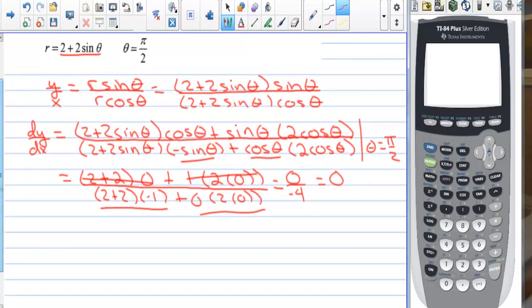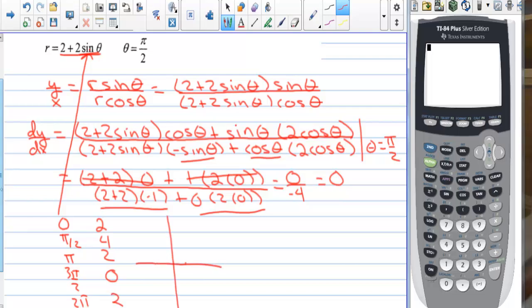Well, let's see if that's true. We have 0, pi over 2, pi, and then 3 pi over 2, and 2 pi. And then if we plug those values into the original equation, sine of 0 is 0, so we get 2. Sine of pi over 2 is 1, that's 4. Sine of pi is 0, that's 2. 3 pi over 2, that's negative 1, so we have 0, and then we're back to 2.